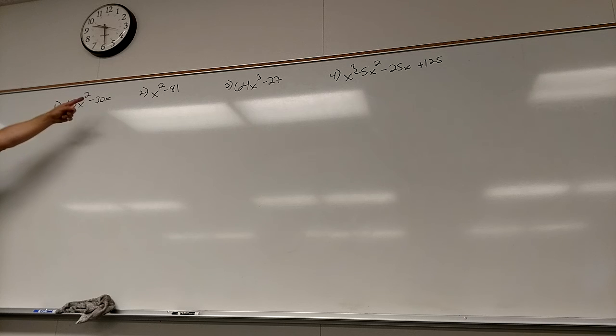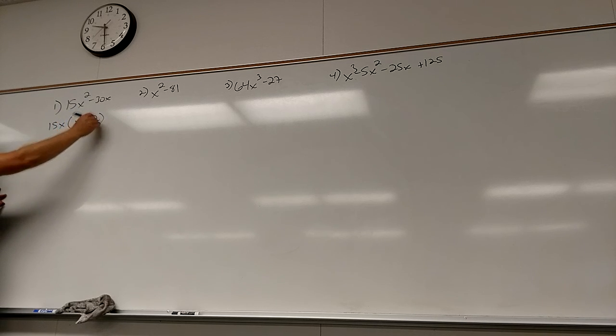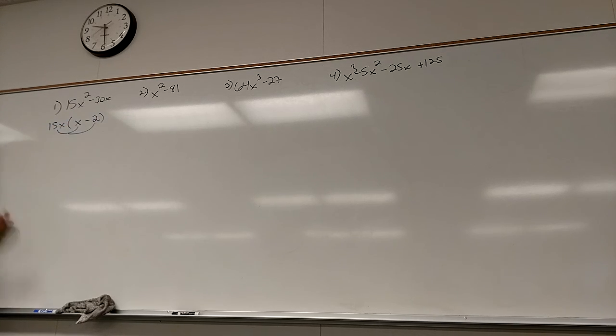But what is the first one? What kind of thing is it? What did you guys do? Yes, the GCF. Took out 15 and x. So you're left with x minus 2. I love it. And if you check it, it works. 15x squared, 3x. I love it.